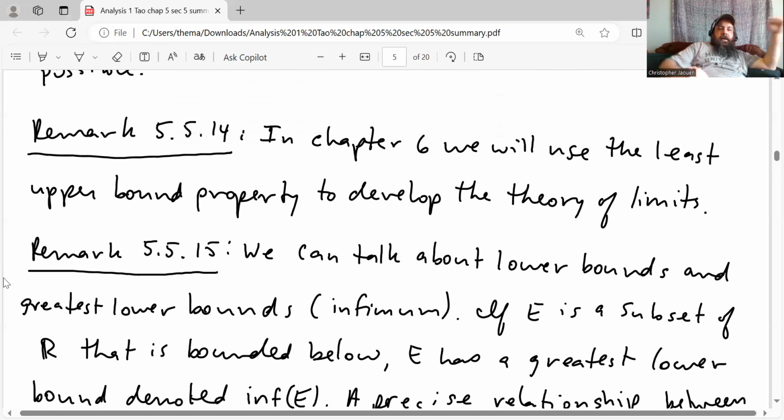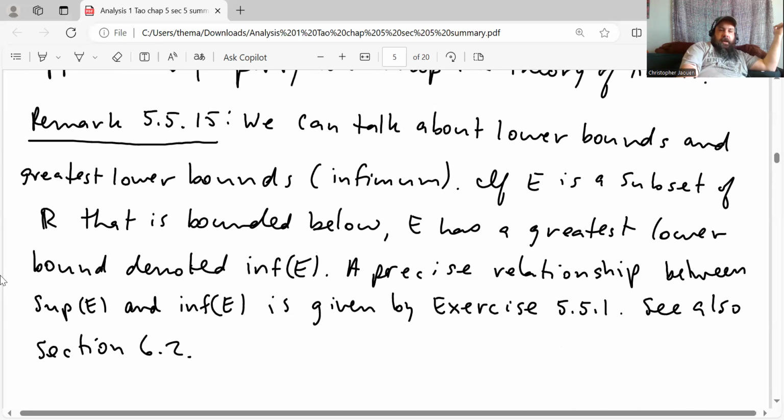All right, then he has another remark right after that. In chapter 6, we will use the least upper bound property to develop the theory of limits. But like I said, that's a couple chapters from now, so we're not going to do that in this section.